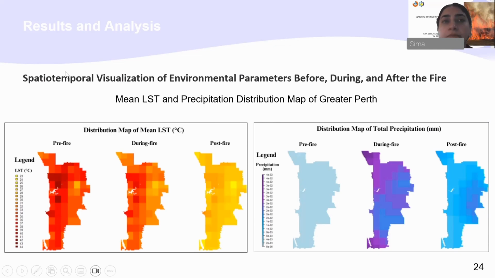The precipitation maps further contextualize the environmental conditions surrounding the fire. Before the fire, there was virtually no rainfall, which combined with high LST likely contributed to the fire's ignition. During the fire, precipitation levels increased, reaching up to 0.04 millimeter. This increase in rainfall could have helped in reducing the LST.